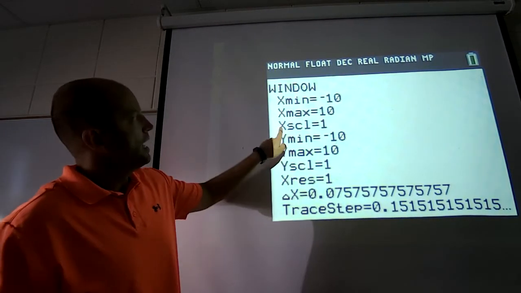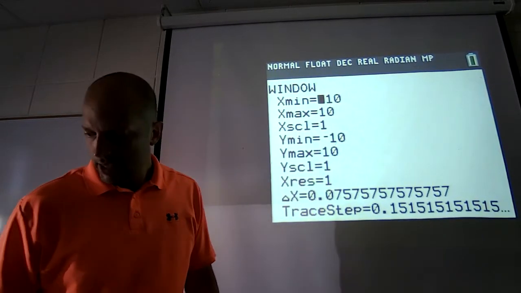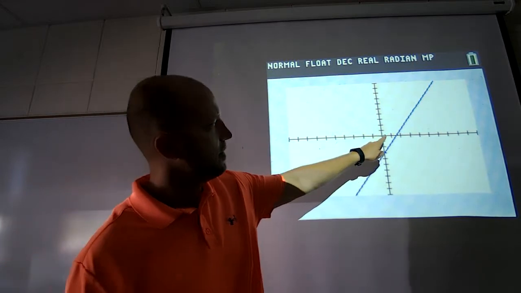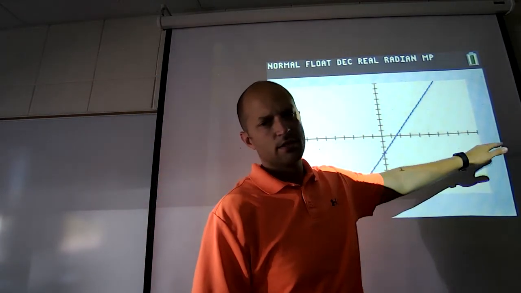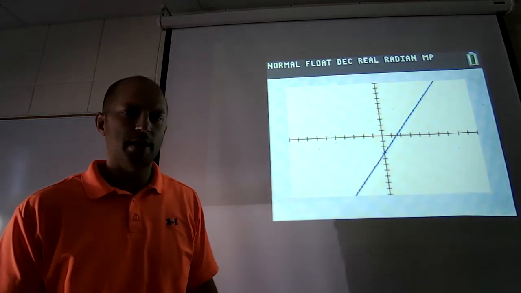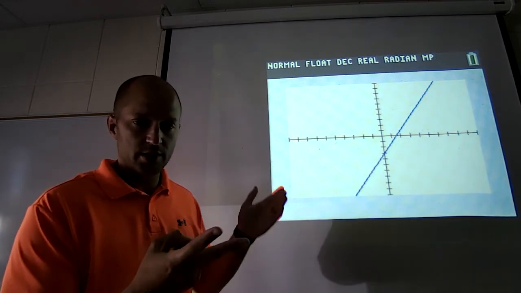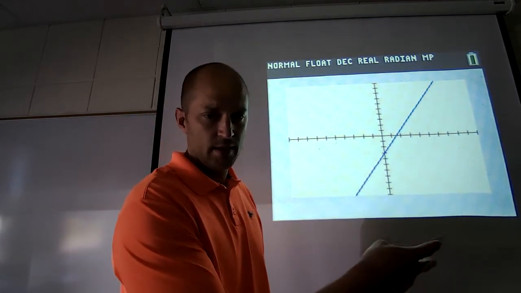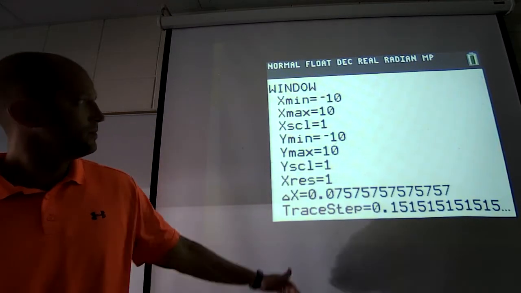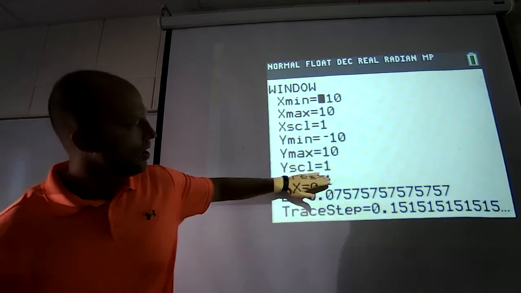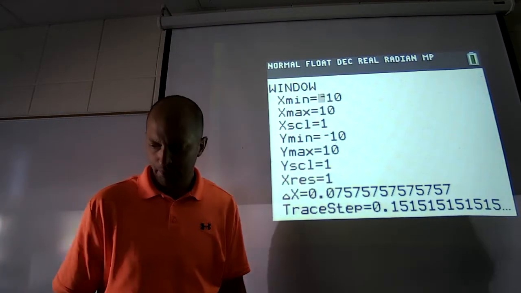Okay. Now X scl means X scale. And that's just basically saying for every tick mark, you're counting by ones. So there's 10 tick marks. And if I'm counting by ones, then I'm at 10. If I was counting by an X scale of 2 and there's 10 tick marks, then that would be 20, and so on and so forth. Okay? So, window, Y min, Y max, Y scale. All this other stuff below Y scale we don't care about. All right? Don't worry about that.